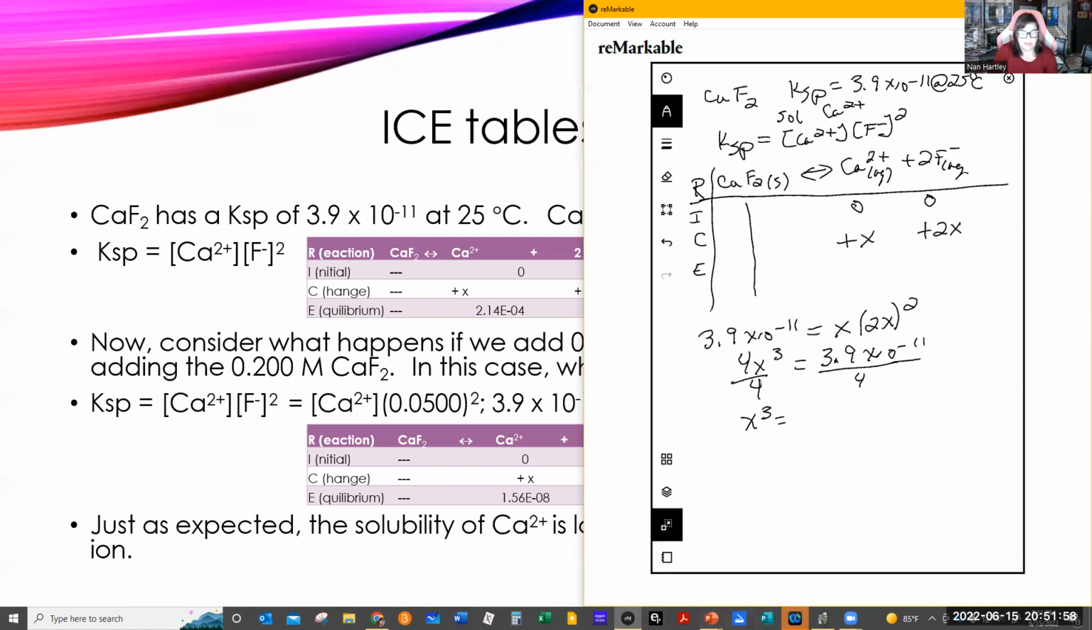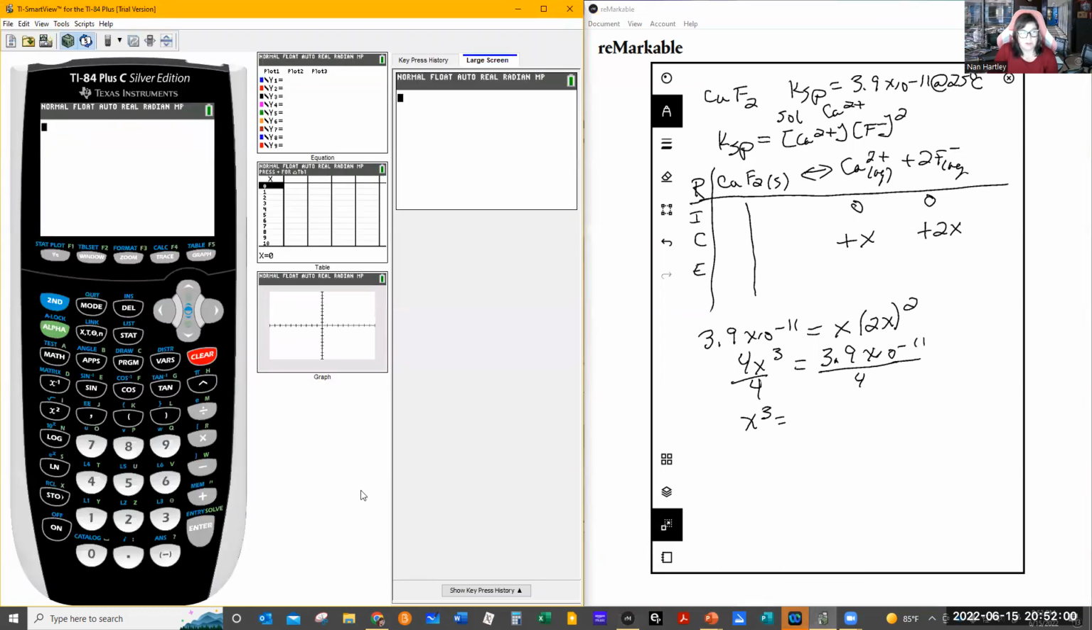Well, okay, what's that calculation? Well, here's a simulated calculator. This is the calculator that I use. I'm going to show you how I use this to do these calculations. Obviously, I've done this in Excel as well, but this is the way that I would do this on a test. So I have 3.9 EE negative 11. That's that Ksp value. I divide that by 4, and it gives me 9.75 times 10 to the minus 12.